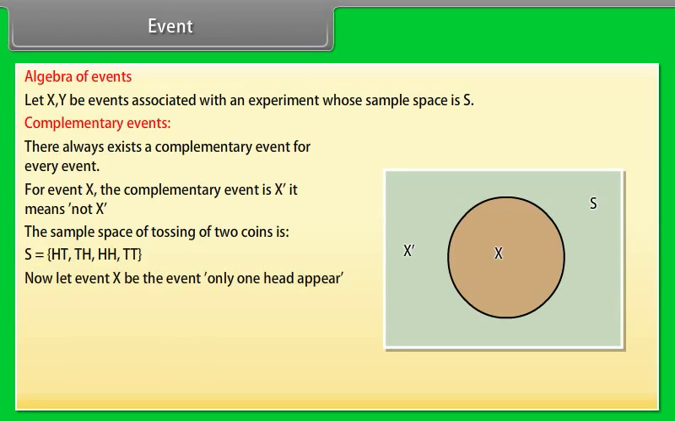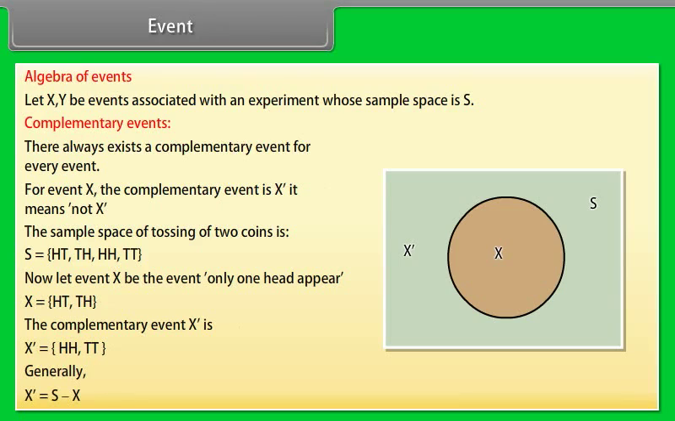Now let event X be the event only one head appears. X is equal to {HT, TH}. The complementary event X dash is equal to {HH, TT}.